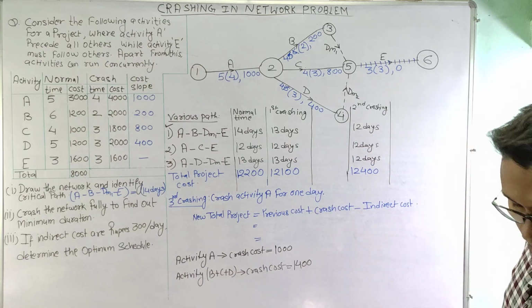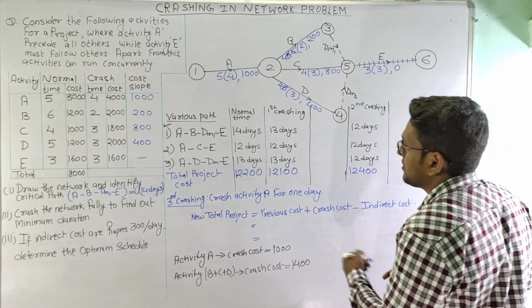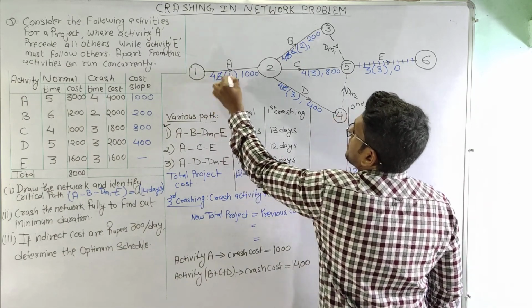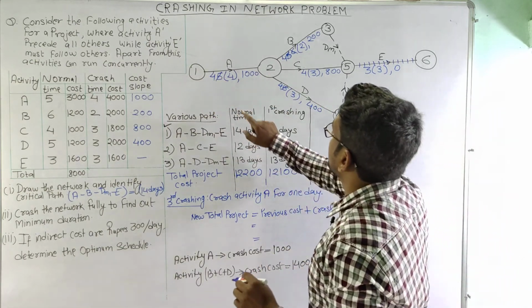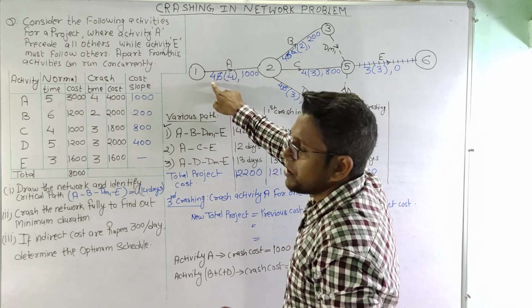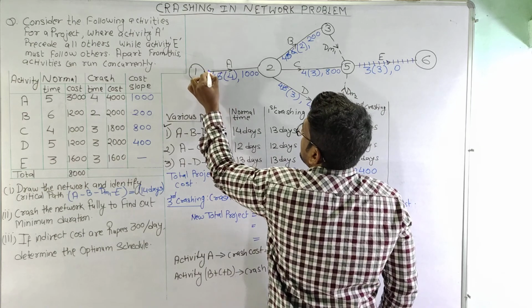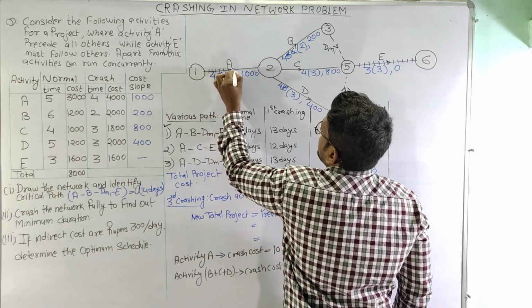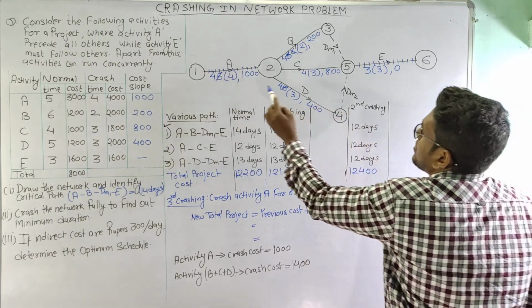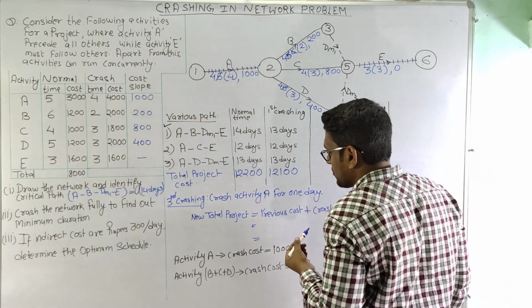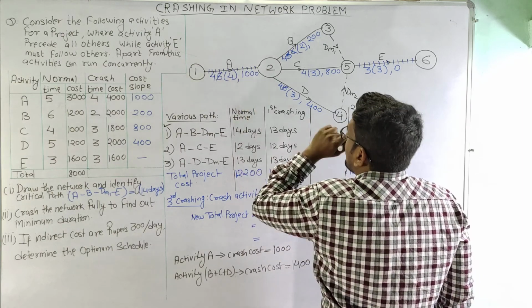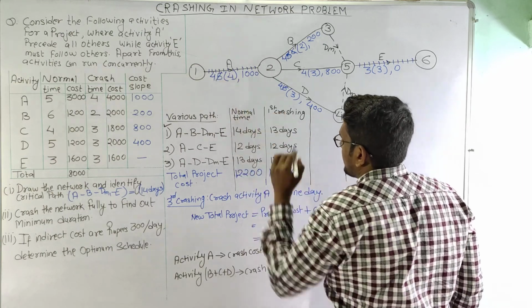Now when we are crashing activity A, this will become 4. From 5 it has become 4, and once this has become 4, then the crash time and normal time will become equal and no more crashing will be possible after this. So we have shown this in this form so that it is clear that no more crashing can be possible here.